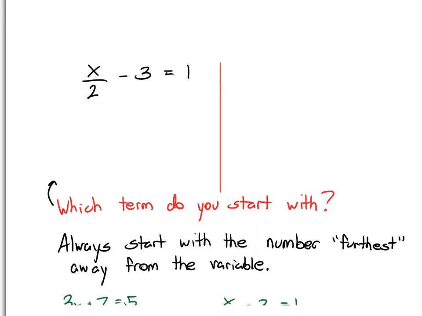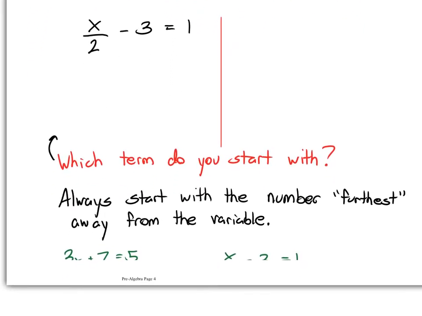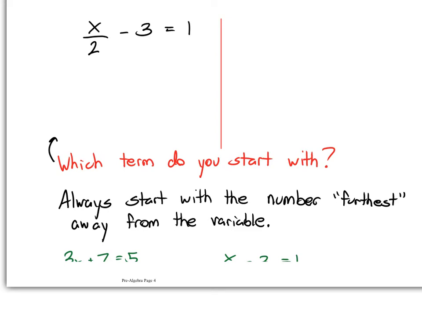What about this one here? x divided by 2 minus 3 is equal to 1. Which term do you start with? Okay, here's the trick. Here's the thing that if you remember, it's going to help you significantly. You always start with the number that is quote-unquote furthest away from the variable. Furthest away, what does that mean?